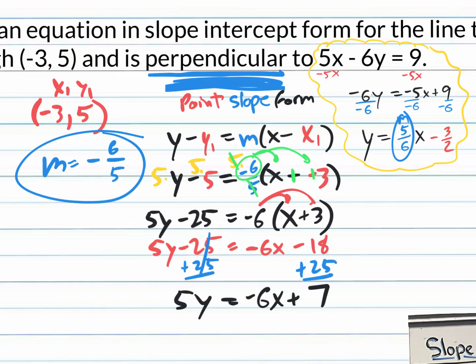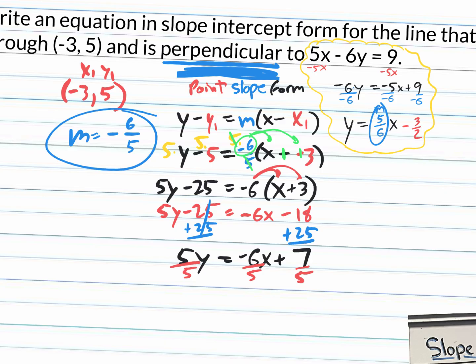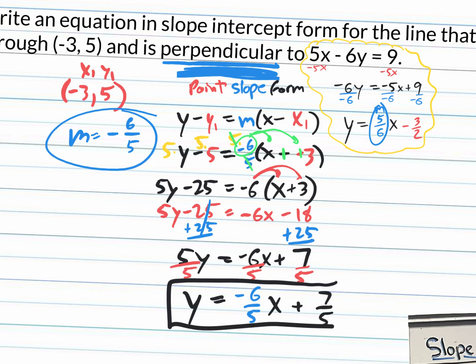Oh, minus 18 plus 25 is 7. Okay. And then we're going to get rid of that 5 by dividing by 5, dividing by 5, dividing by 5. And you now have it in slope-intercept form. Here's your equation. y equals negative 6/5 x plus 7/5.